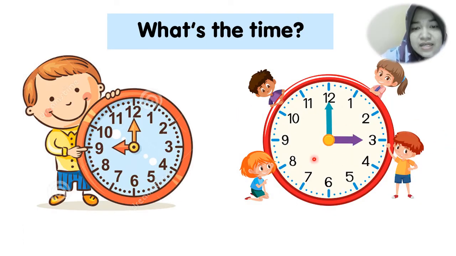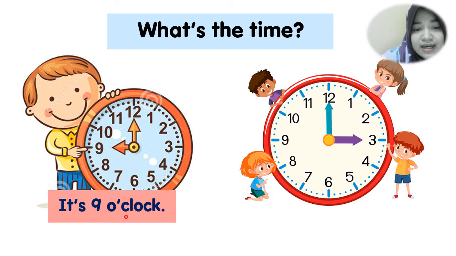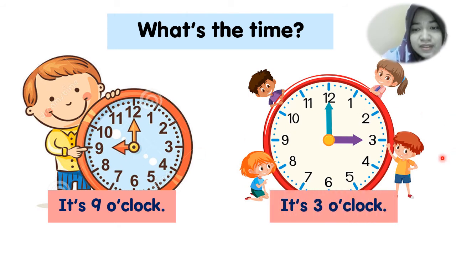Next, what's the time? This one is just another example, just like the previous one. So what's your answer? The first one, yes, it's 9 o'clock. Look at the clock hands. The clue is you have to look at the clock's hands. Kita tengok jarum tu dekat mana. Next example. Yes, this one it's 3 o'clock. So this is how you should write it correctly in your exercise or in your writing.